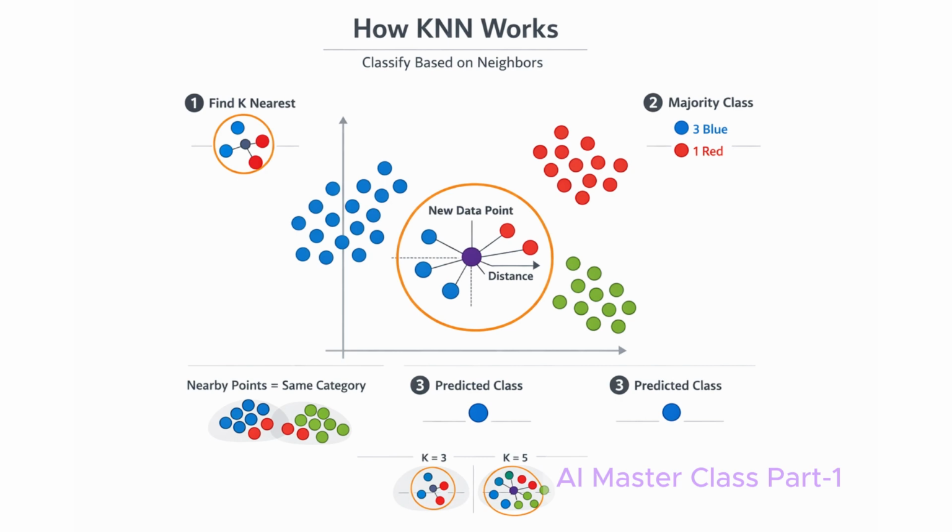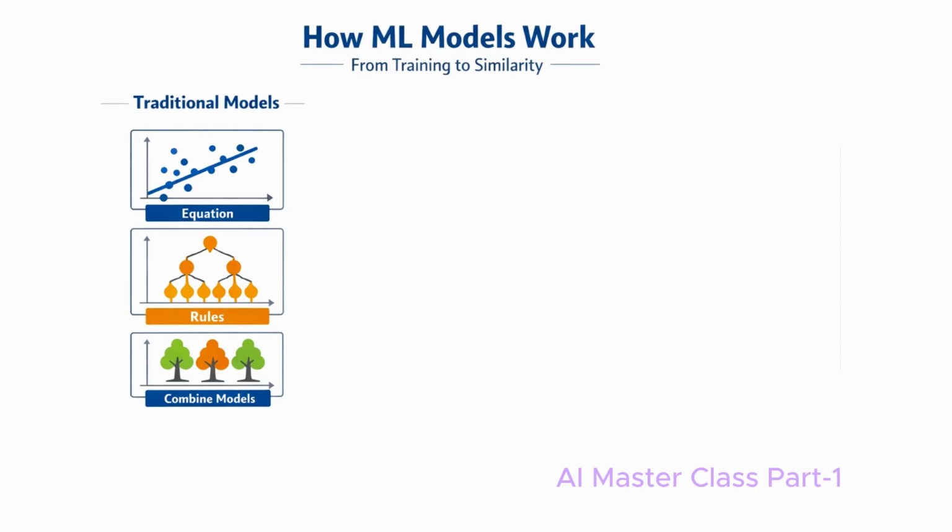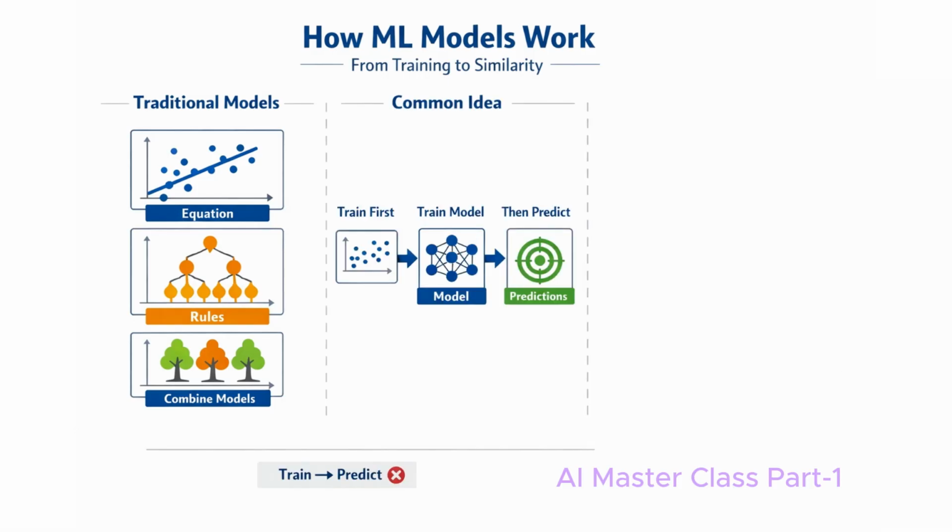Till now, we have seen a clear pattern in how the models work. In linear and logistic regression, we were learning a mathematical equation from the data. In decision trees, we were learning a set of rules by splitting the data. And in random forest, we improved those rules by combining multiple trees together. So, in all of these approaches, one thing was common. We were training the model first and then using the trained model to make the prediction.